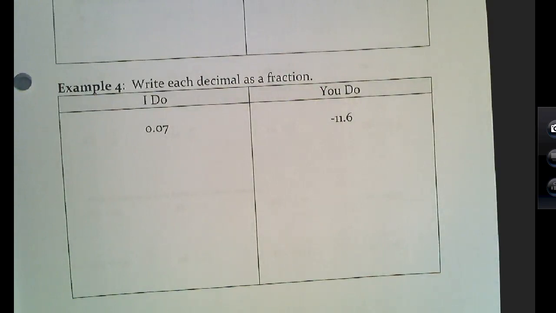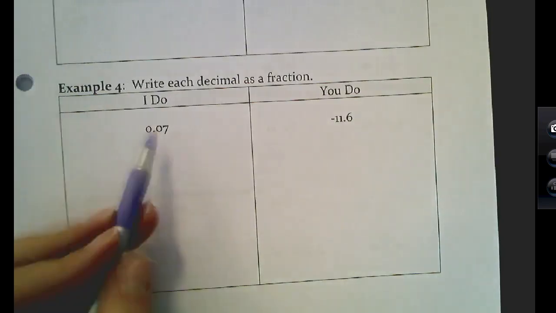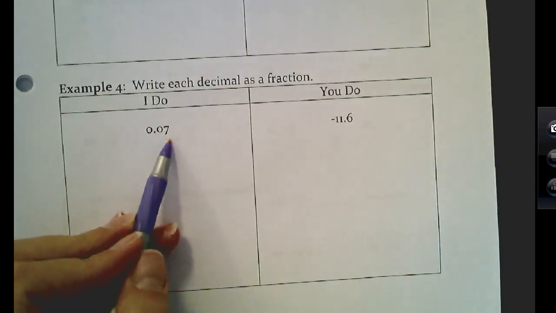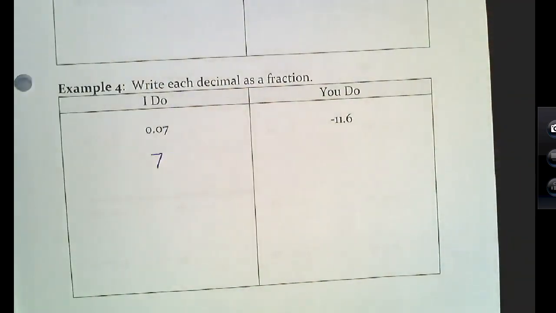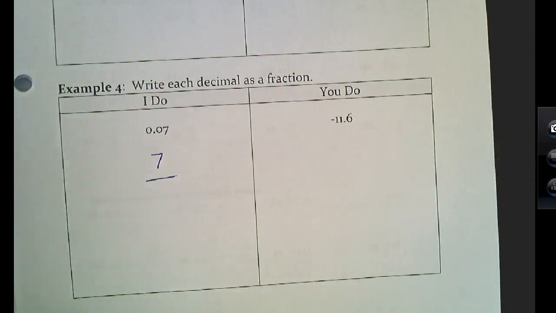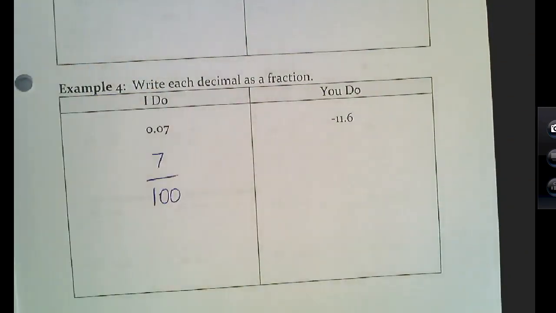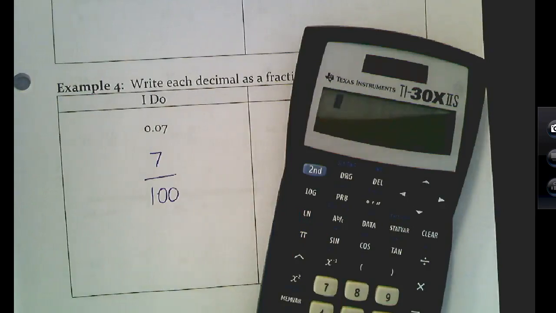Not 7/10. What place value is the 7 in? Hundredths. Very good. You would read that as 7/100 because the 7 is in the hundredths place. So go ahead and write the 7 out of. If it's hundredths, then we write 7 out of 100. That's it. So you have to make sure you know how to read that.